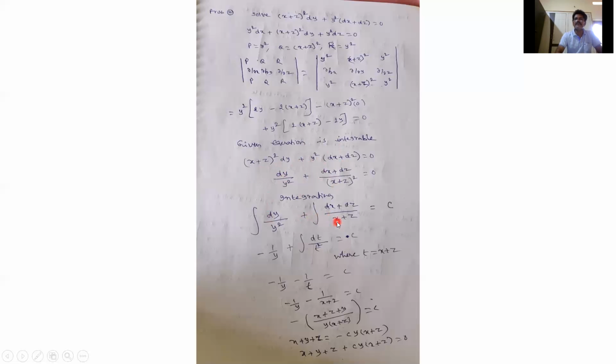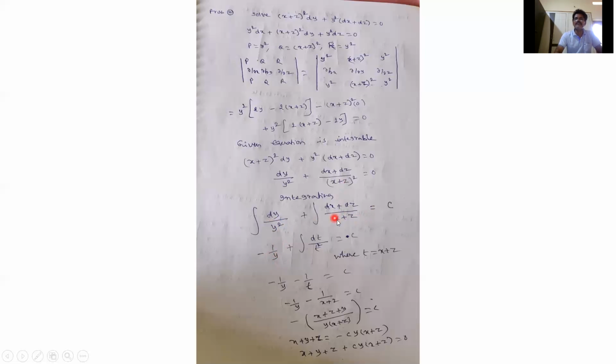Integral of dy/y² plus integral of (dx + dz)/(x + z)². We know that the integral of 1/y² is minus 1/y, because the derivative of 1/y is minus 1/y².